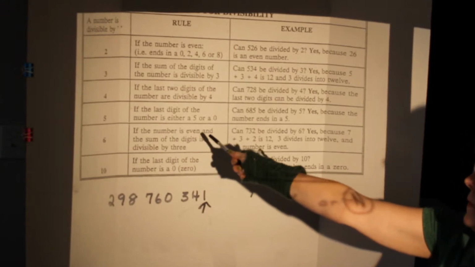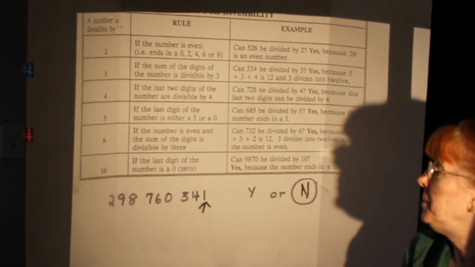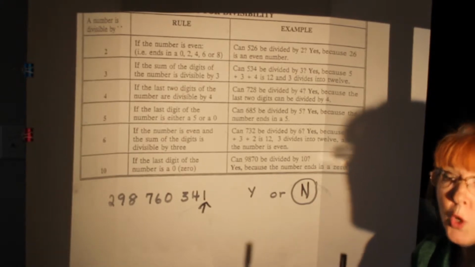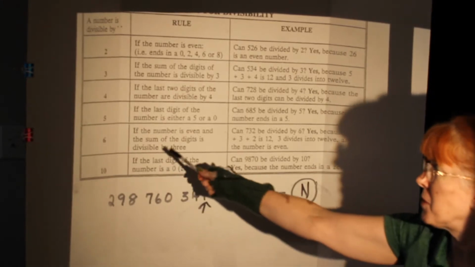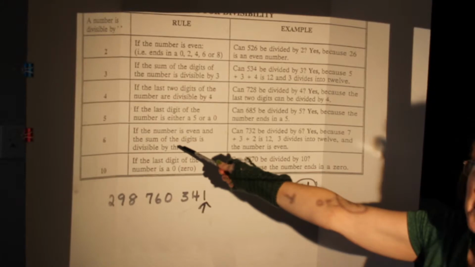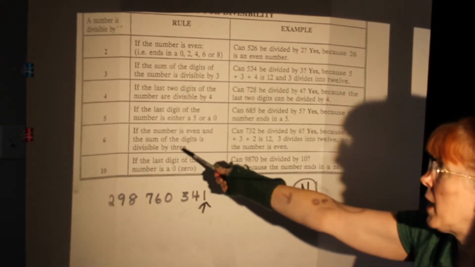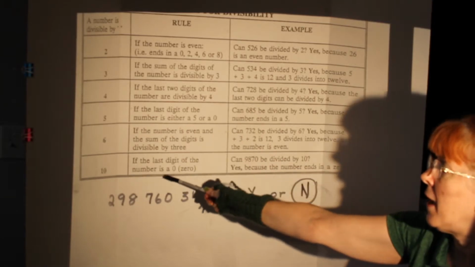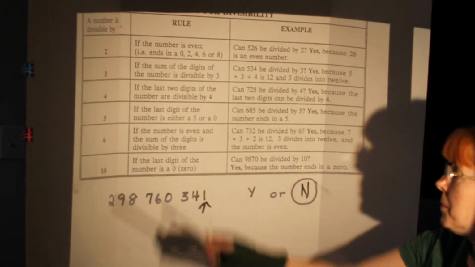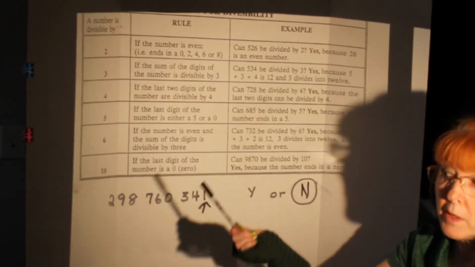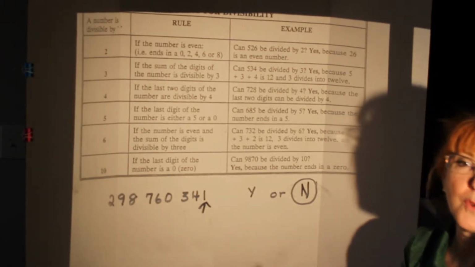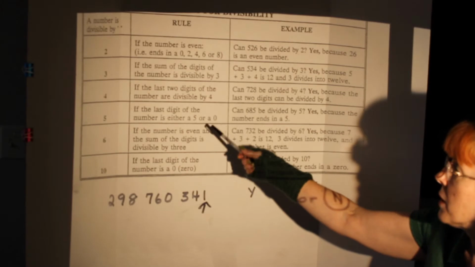All right. 6: if the number is even and the sum of the digits is divisible by 3. So there's two things to look at. Now the number 6 is not something you're going to be asked very often. It's okay to know, but 2, 3, 4, 5, and 10 are your more common. But there is a formula that works with 6 as well. The reason there's no 7 or 8 is there's no formula that works quite perfectly, so that's why they're not here.